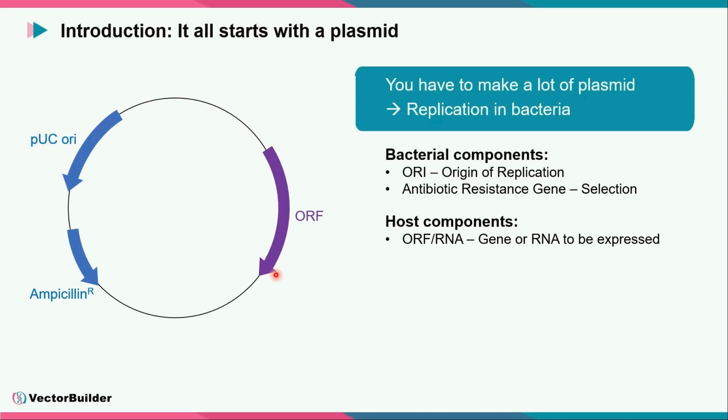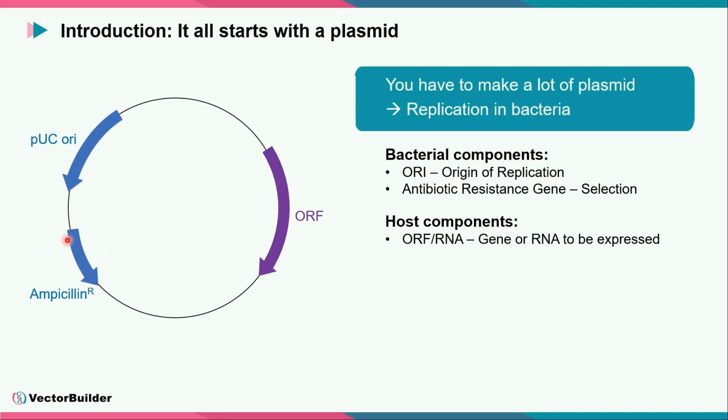So let's take a minute to cover some of the really important components that we find on plasmids, and we're going to do that by dissecting the plasmid into its life cycles, starting with its most basic function, which is replication in bacteria. Now, in order to do this, we're going to need an origin of replication, or ORI, which, exactly like it sounds, is our point of replication initiation. pUC is a really common one, especially for high copy plasmids.